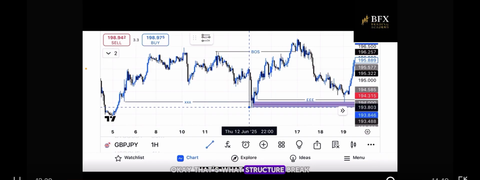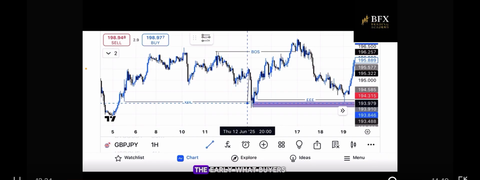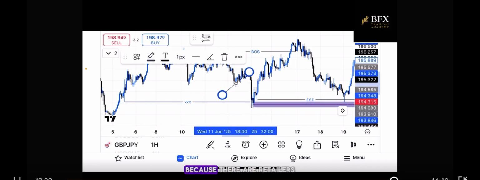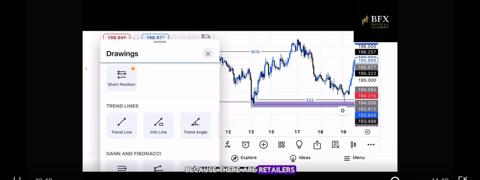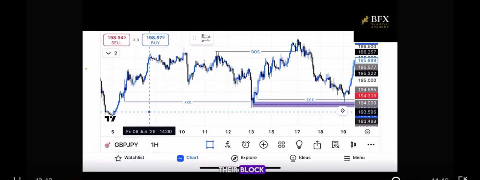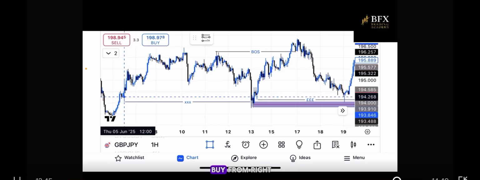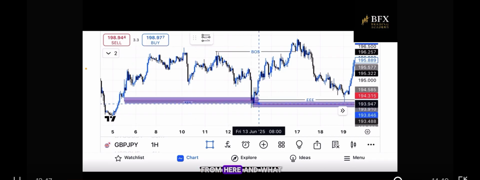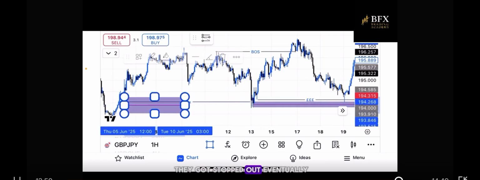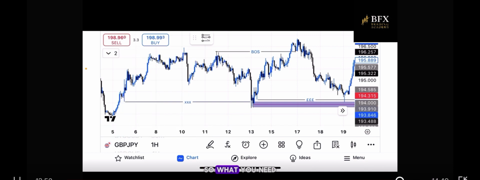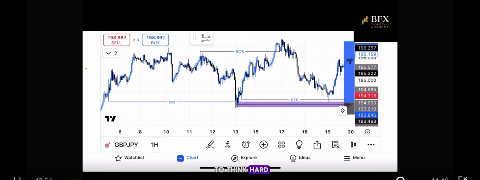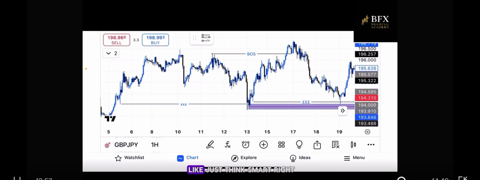Okay, that's structure break. Waiting for price to come take out the early buyers or sellers. Okay, because they are retailers that marked here as their block that they want to buy from, right? They want to buy from here, and they got stopped out eventually. So you need to think smart, right? What are you waiting for first? We are waiting for a structure break.